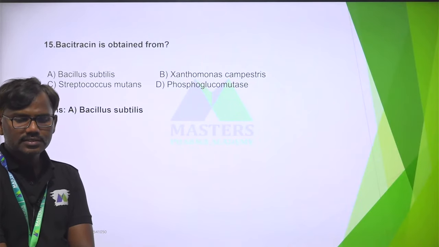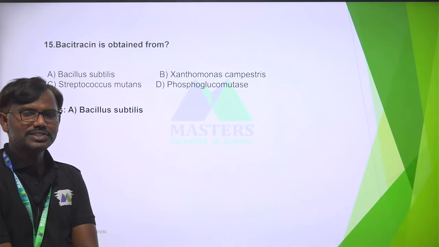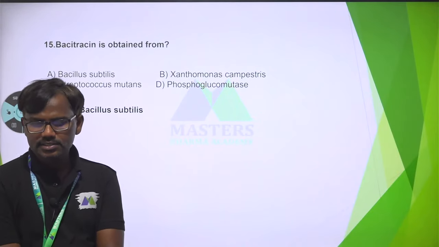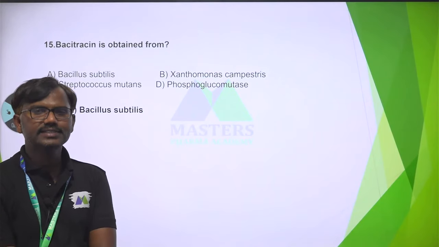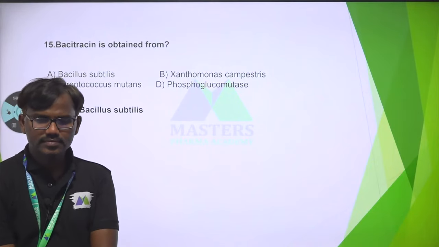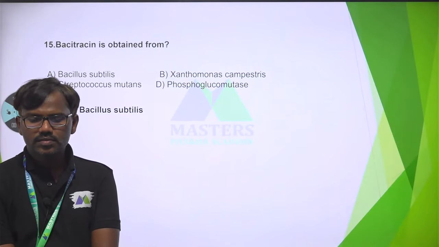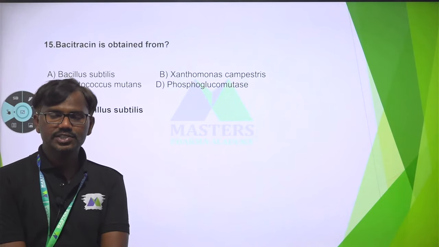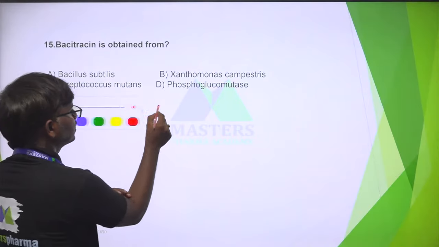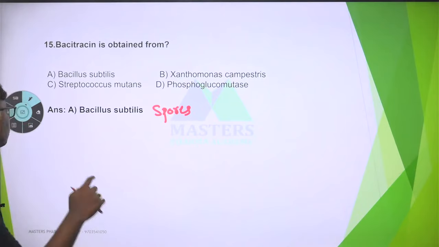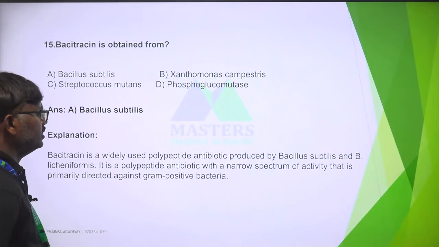So Bacillus subtilis is used as a biological indicator in which place? I told you in the class. Bacillus subtilis spores are used as biological indicators in which type of sterilization? Moist heat, dry heat, filtration, where? Very good. In dry heat sterilization, Bacillus subtilis spores are used as biological indicators. The spore form is used as a biological indicator in dry heat sterilization.